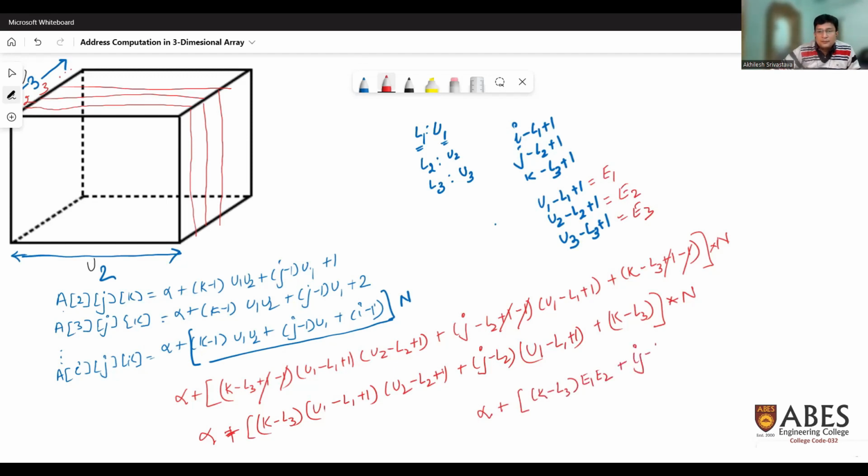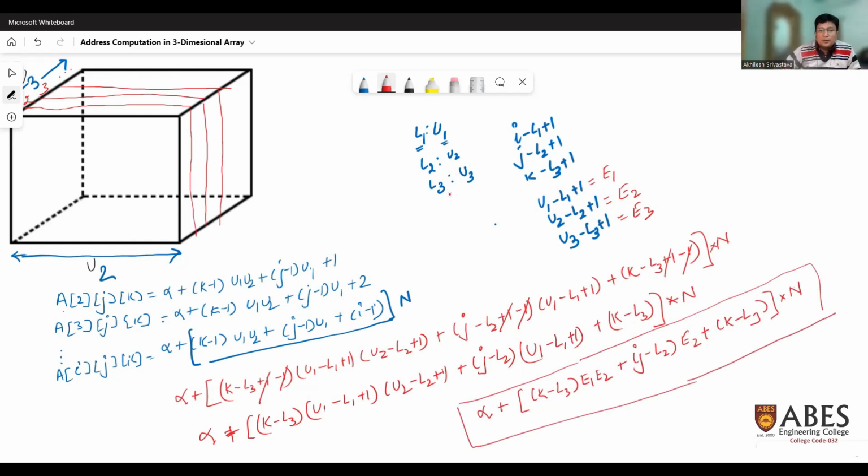J minus L2 multiplied with the second dimension, and then K minus L3 multiplied with no dimension, and then the entire quantity multiplied with N. So this is the formula for the 3D array where the elements are stored in column major order fashion. So this is the address for A[I][J][K].